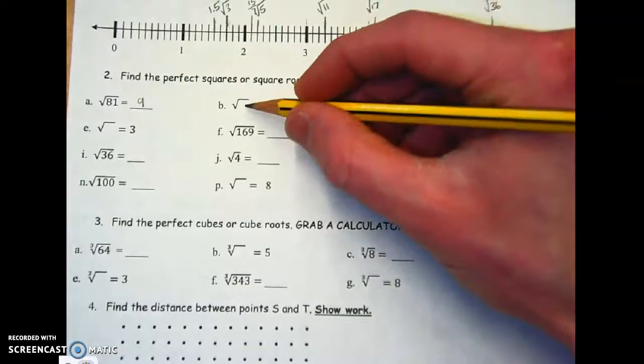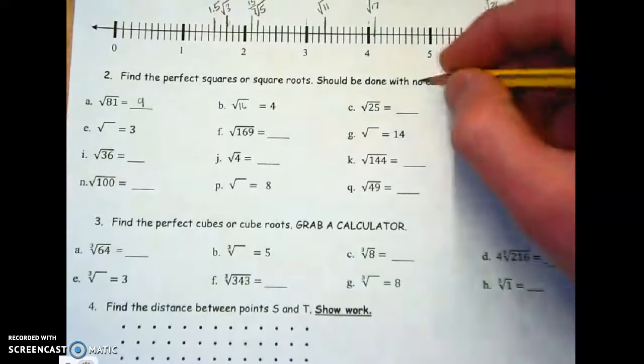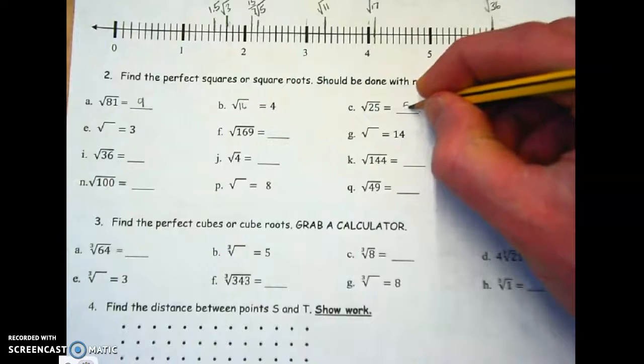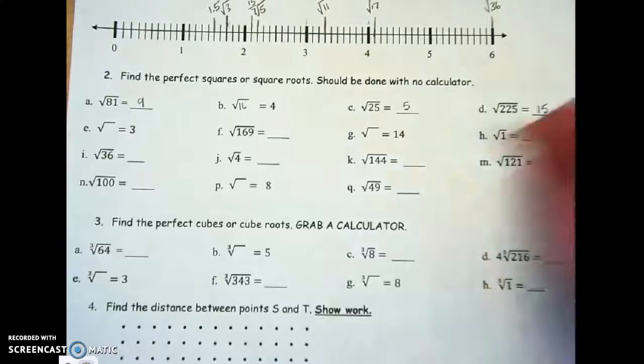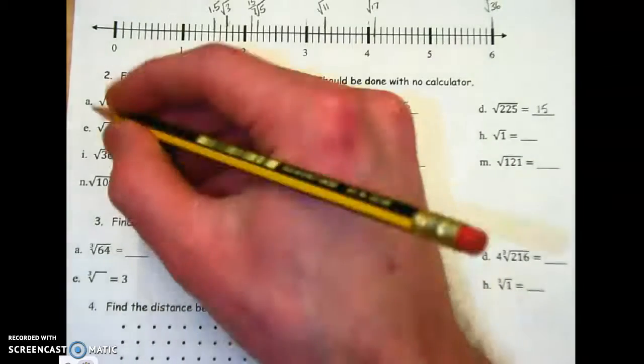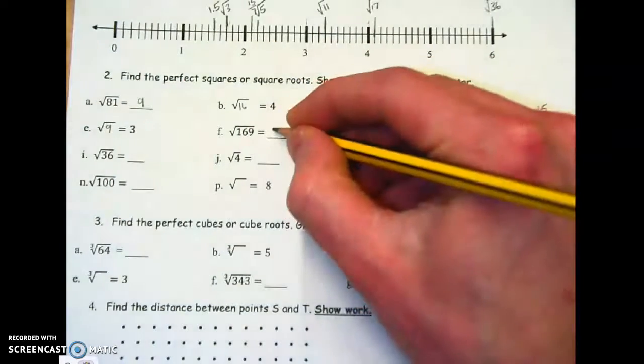4 times 4 gets us back to 16. Square root of 25 is 5. Square root of 225 is 15. 3 times 3 gets us back to 9. Square root of 169 is 13.